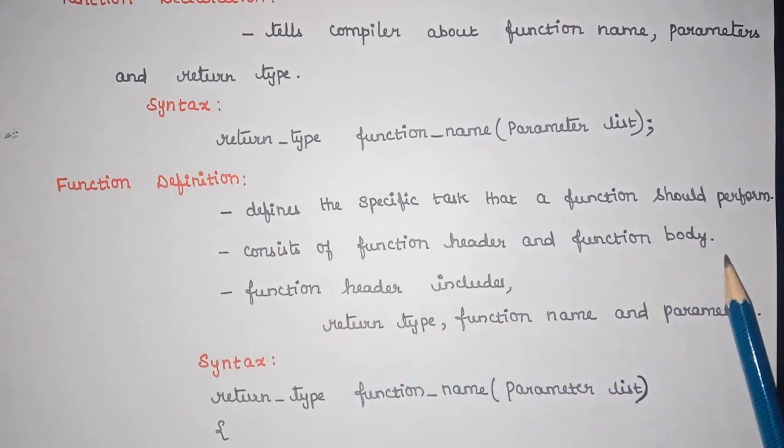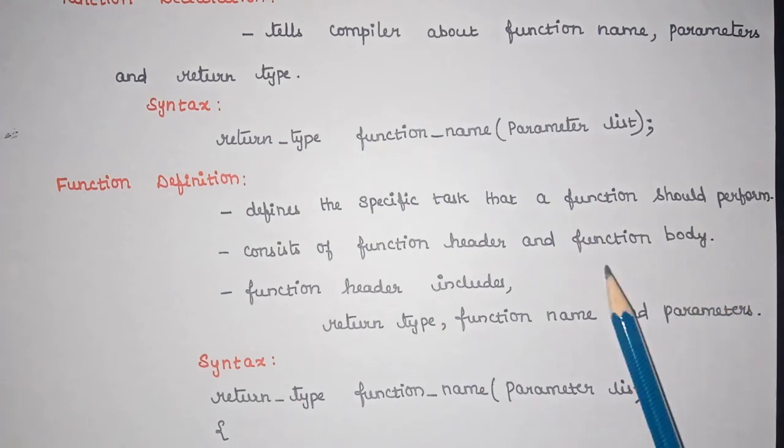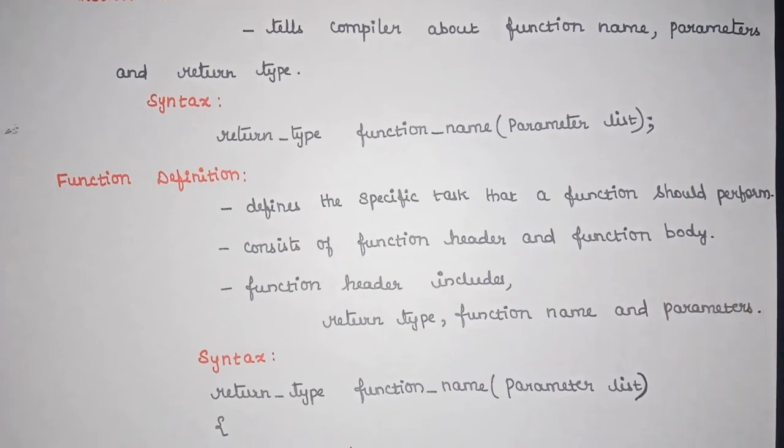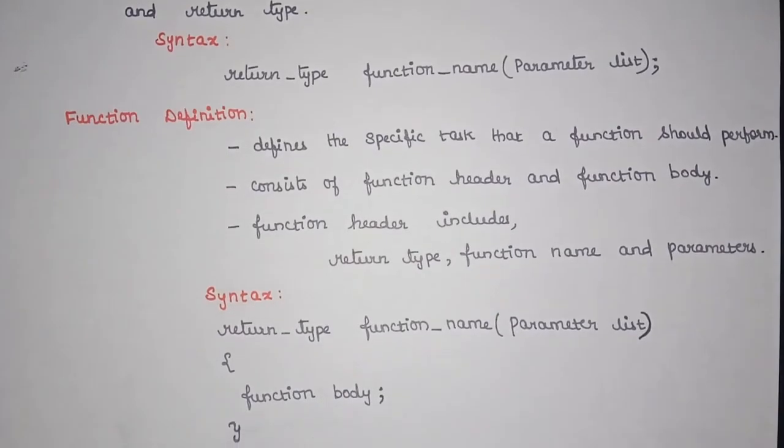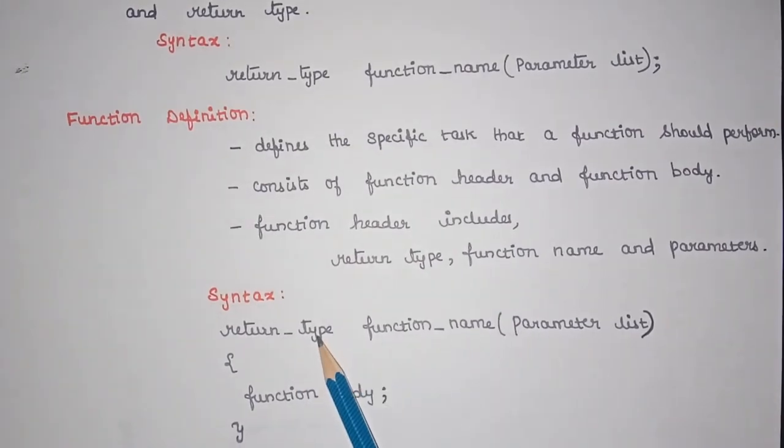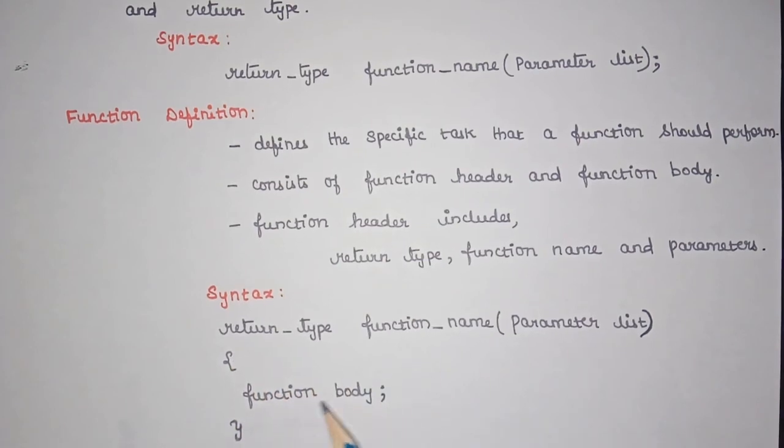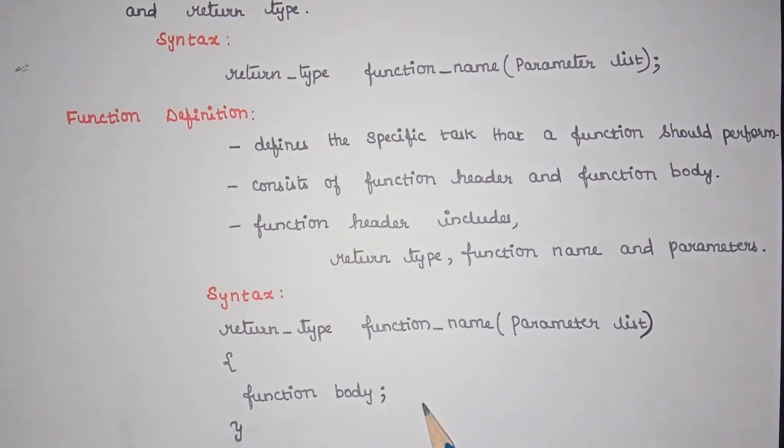Then coming to the function body. This function body consists of a set of statements, and here is the actual task that is done by the function. In the function body we are going to specify the task that is to be done by the function. And this is the syntax for function definition. This is the header part, which contains the return type, function name with parameter list, and inside the curly braces we have the function body. It consists of a set of statements, and these statements will perform a specific task.